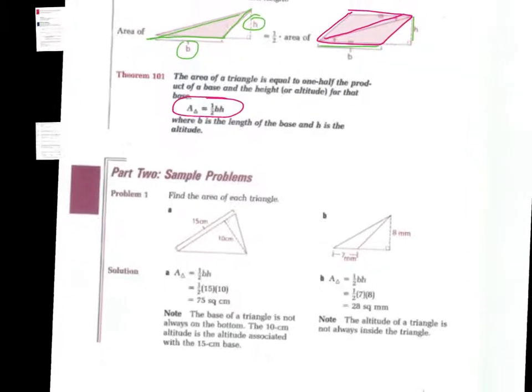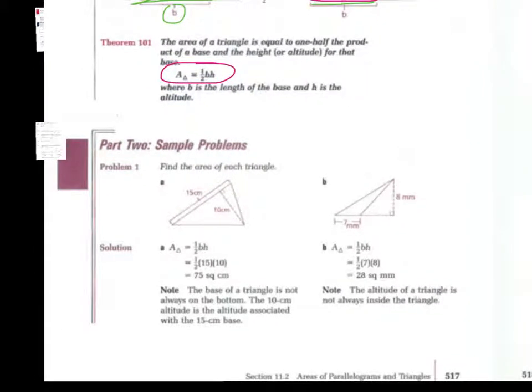It is extremely important to note, as your book points out in example 1, that the base of a triangle is not always the bottom side. In this case, your altitude is drawn to the segment with a length of 15 centimeters. You must always locate the right angle when finding the altitude to the base. In example 1b, the altitude of the triangle is not always inside the triangle. You have to be creative when trying to find the altitude and the base.